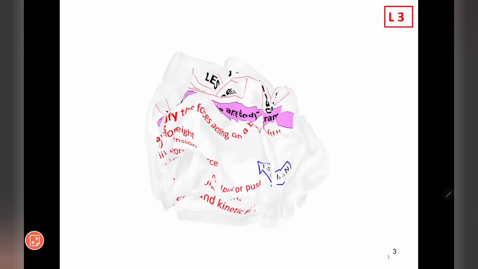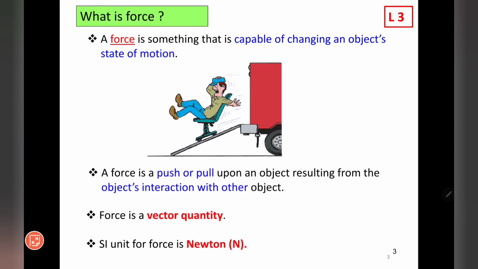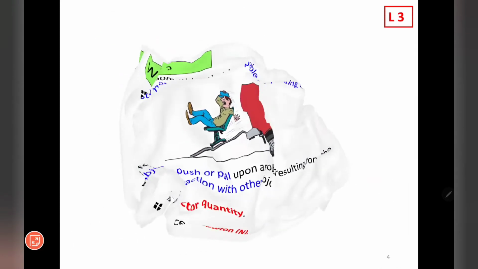So, what is force actually? A force is something that is capable of changing an object's state of motion. A force is a push or pull upon an object resulting from the object's interaction with another object. Force is a vector quantity, so again, we are discussing magnitude and direction. And the SI unit of force is the Newton, with the symbol capital N.